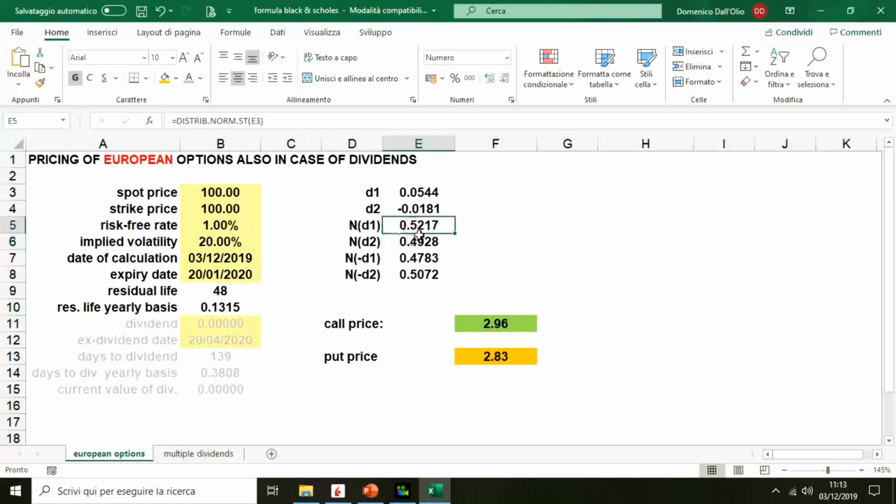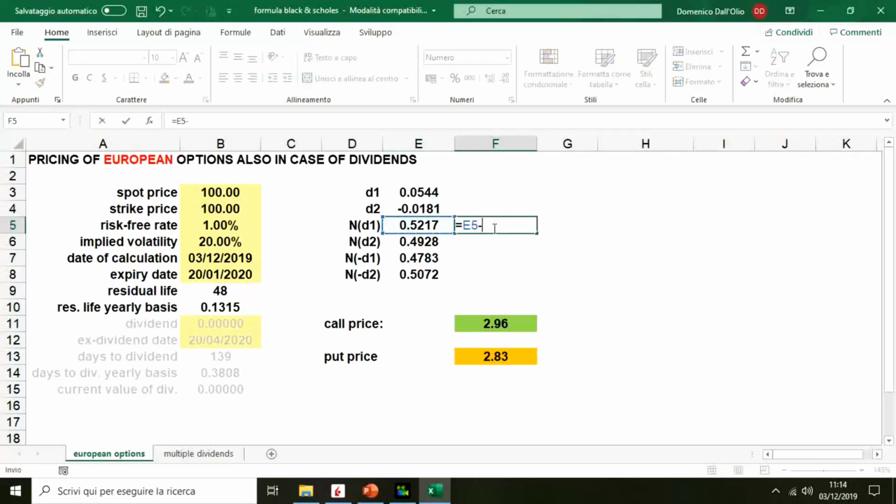N of D1, as written in the presentation, is the delta of the call. Of the call 100, when the underlying is 100, the risk-free interest rate is 1%, the implied volatility is 20%, and we have 48 days of residual life. What about the delta of the put? The delta of the put is N of D1 minus 1, that is this minus 1, minus 0.4783, and minus N of minus D1, basically.